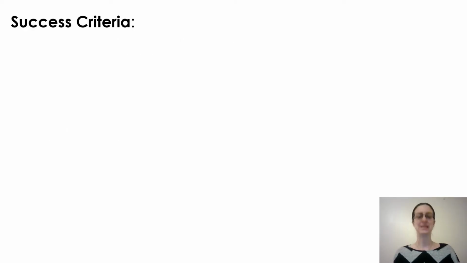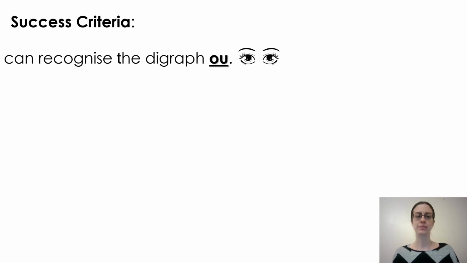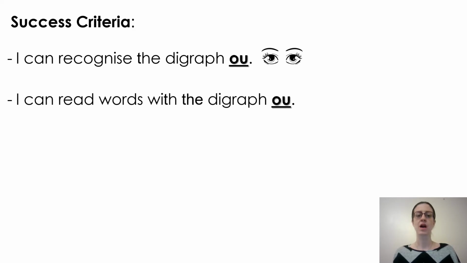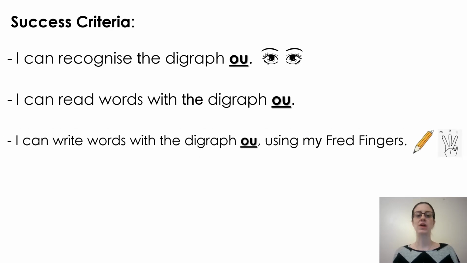This is your success criteria. You don't need to write it down. This gives you the steps you need to be successful. I can recognise the digraph ow. I can read words with the digraph ow. I can write words with the digraph ow using my Fred fingers.